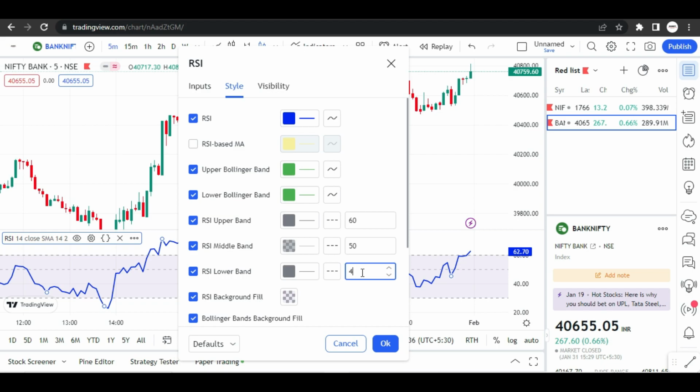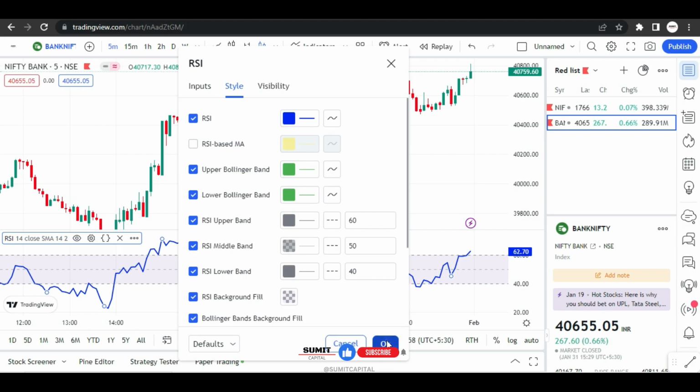Okay. So once you're done with this, just click OK. You can also save this setting as default. If you want to save this setting as your niche setting, you can save it by clicking save default, and automatically it will save to your default setting. Now just click OK.